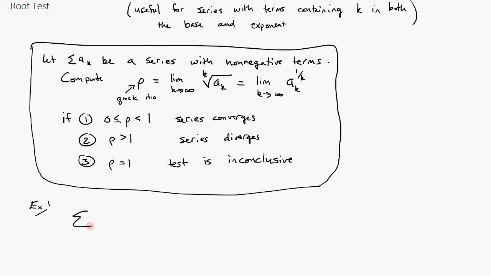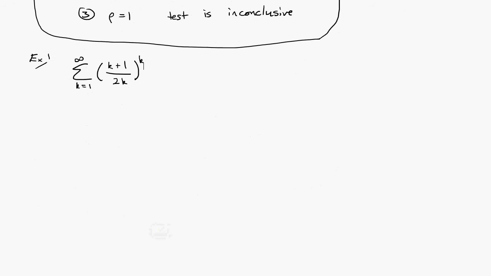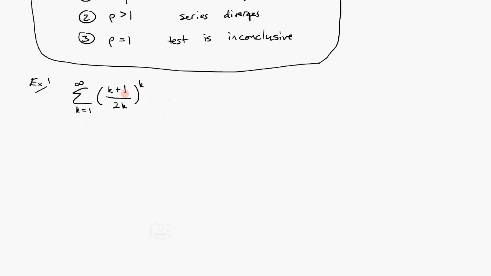This is where you have the series, sum k equals 1 to infinity of k plus 1 over 2k raised to the kth power. Because in the series the k appears in the base for each term, and also in the exponent, using the ratio test might be somewhat complicated. So we're going to use the root test, and we'll see that it's a simple computation.